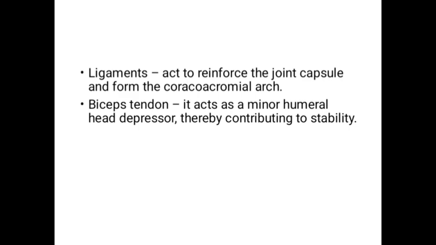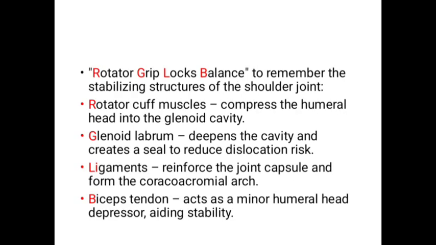So whenever you are asked about the stability of a joint, always remember MOLT: muscles, articulating surface, ligaments, and tendon. So, a mnemonic that can help you remember the factors that contribute to the stability of the shoulder joint. I have two mnemonics. The first is Rotator Grip Locks Balance. R for rotator cuff muscle, G for glenoid labrum, L for ligament, B for biceps tendon.